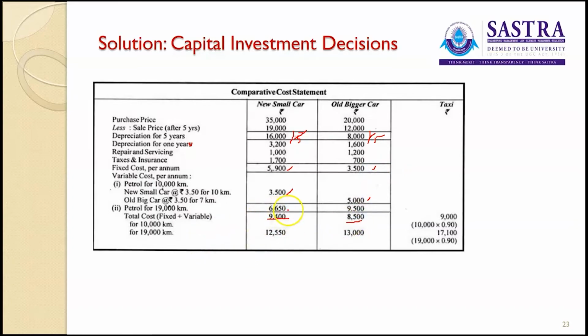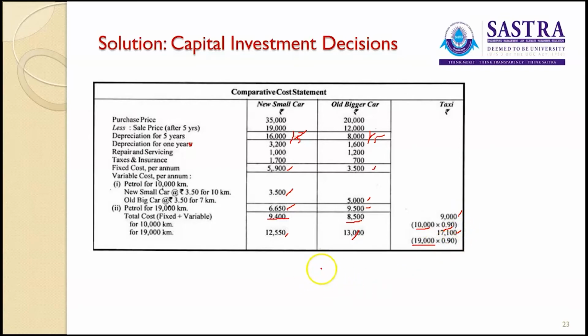Then for 19,000 we'll get 6,650 plus this 5,900 will get 12,550. Then 3,500 plus 9,500 will get 13,000. So this is your total cost for your small car and your big car. Now what about the taxi now? So when he is having 10,000 kilometers, the taxi fare is given 90 paise. So it will come to 9,000. When he is traveling 19,000 kilometers, the taxi fare comes to 1,700.